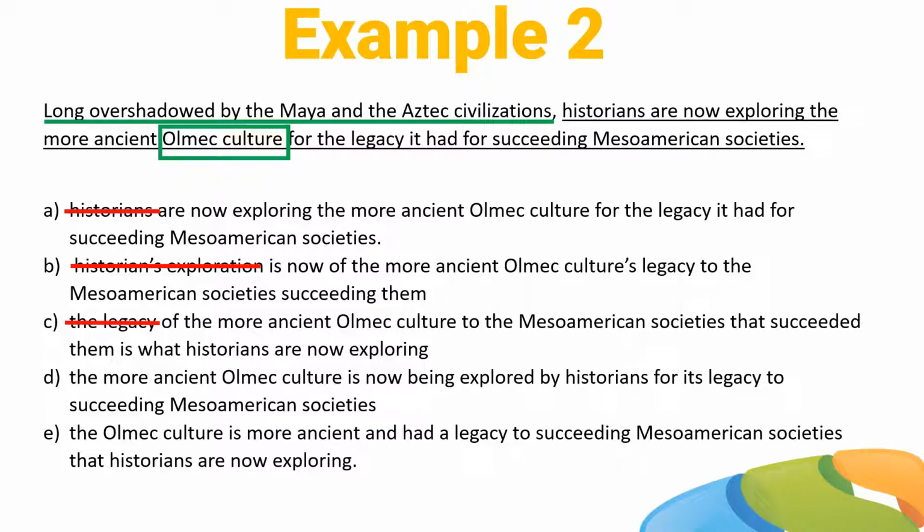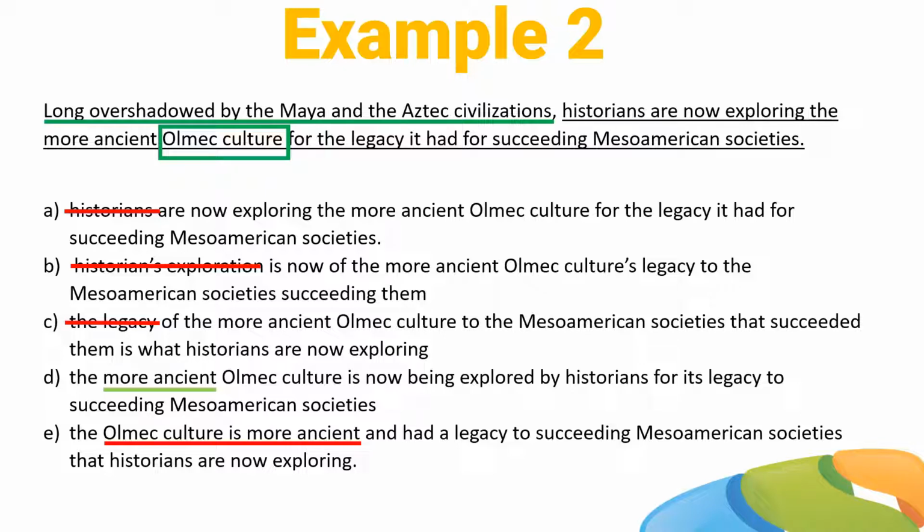Well, as it turns out, E has some problems. E says Olmec culture is more ancient. More ancient than what? Here's the problem. When you put stuff after the thing you're modifying, after Olmec culture, it doesn't really refer back to the intro phrase anymore. So according to GMAT grammar, more ancient does not refer back to the Maya and Aztec civilizations because more ancient comes after the words Olmec culture. Notice that D puts more ancient before the words Olmec culture. So more ancient does refer back to the Maya and Aztec civilizations in answer choice D.